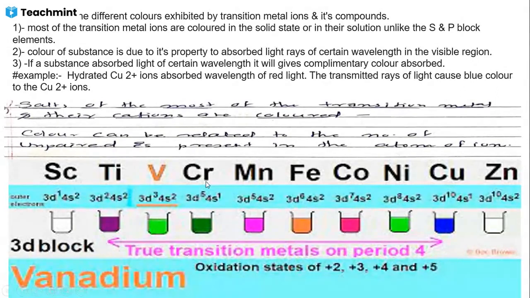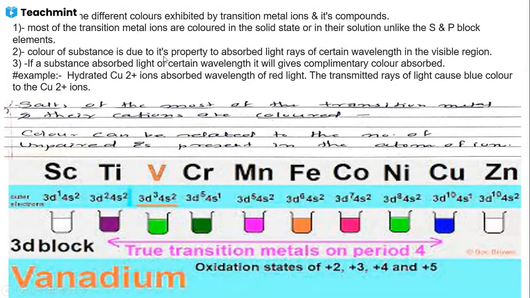This happens when they are in the +2, +3, +4, +5 oxidation states. This means that Fe gives this color in the +5 oxidation state. Most of the transition metals are colored in the solid state or in their solution, unlike the s and p block elements.